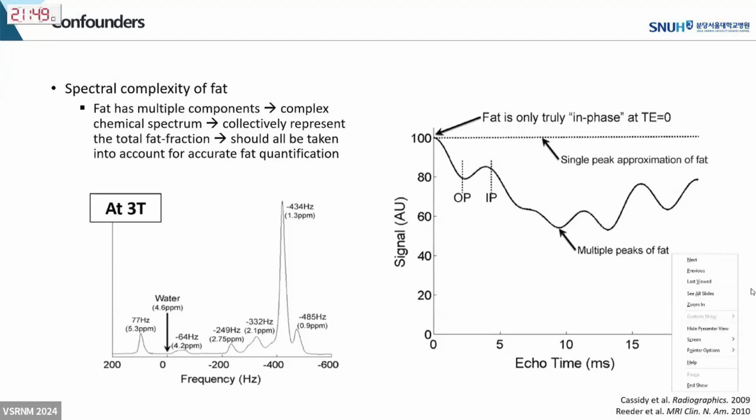Previously, we assumed that fat has a single peak with a 3.5 ppm chemical shift from the water signal, but it's not true. Water has two protons in a molecule located symmetrically to each other, but fat has more protons in a molecule, and their locations are different from each other. So they had different extents of shielding impacts and resulted in multiple peaks.